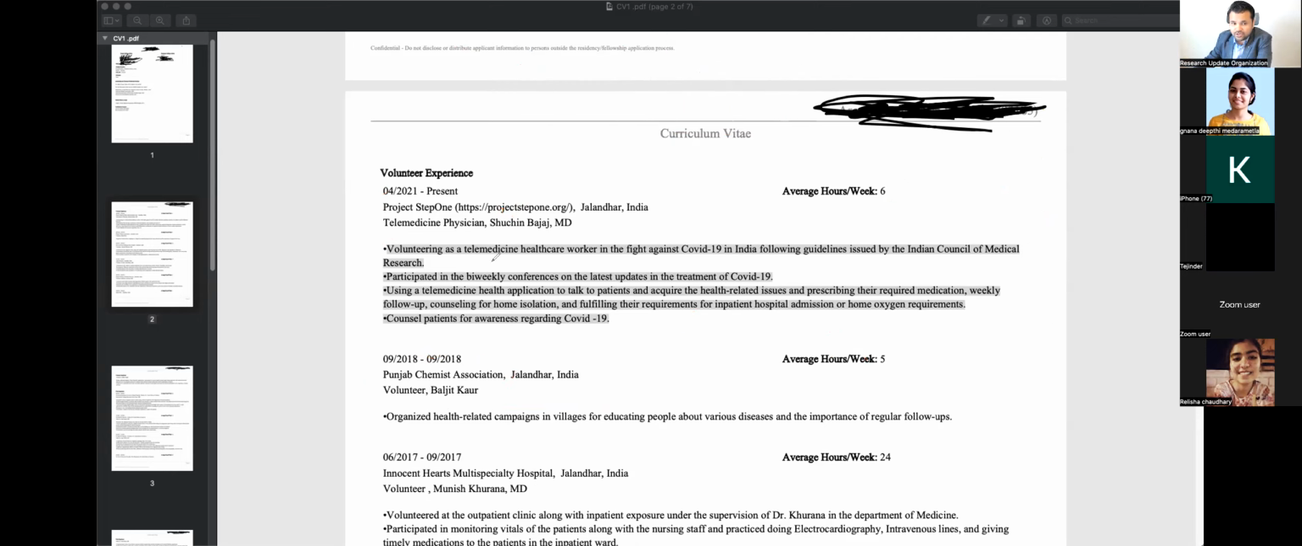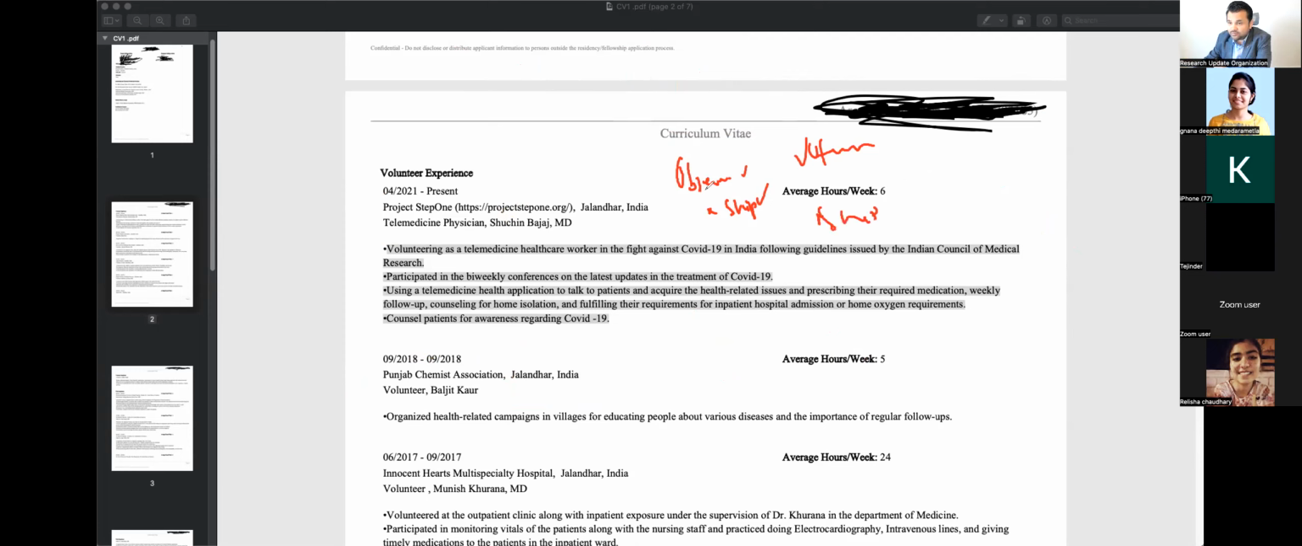Another thing is, do not write observer in one place and observership in another place, or volunteer in another place and volunteership in another place.